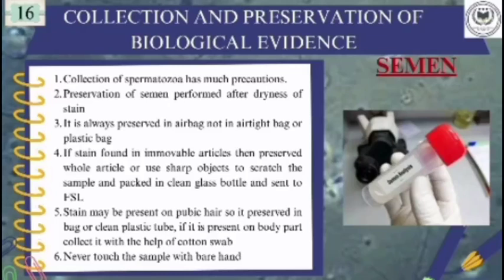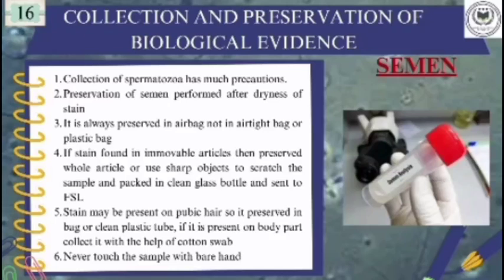Next, stains may be present on pubic hair also. So it should be preserved in a bag or any clean plastic tube. Never touch the sample with a bare hand because there is a chance of contaminating the specimen. If a stain is found on a body part, use the swab method. Dip the cotton swab in saline water, then apply the swab on the body. Keep the swab to dry and preserve it in an air bag.